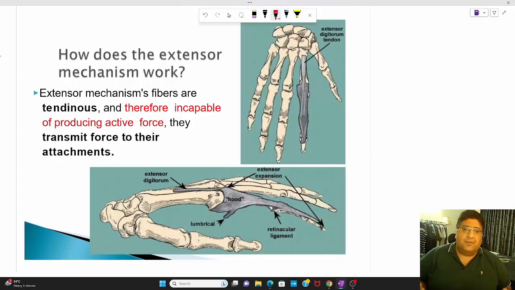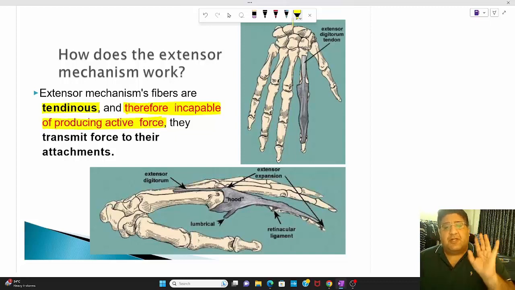I have already told you, by the way, that all the fibers in the extensor mechanism are primarily tendinous. ठीक है, तो जितने भी ये फाइबर है एक्सटेंसर मैकेनिज्म में, ये सब टेंडिनियस है, इनमें जान नहीं है. So therefore, listen to this word. It is a very important word of knowledge that you should know, that since the majority of the fibers are tendinous, therefore they are incapable of producing active force. That is why they cannot produce force, but they transmit force to their attachment. तो आपने ऐसे याद करना है. Hopefully, is it clear to all of you?